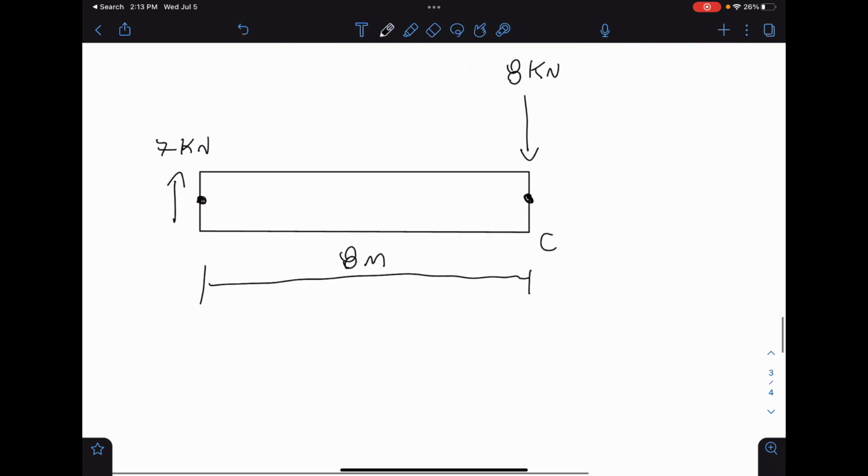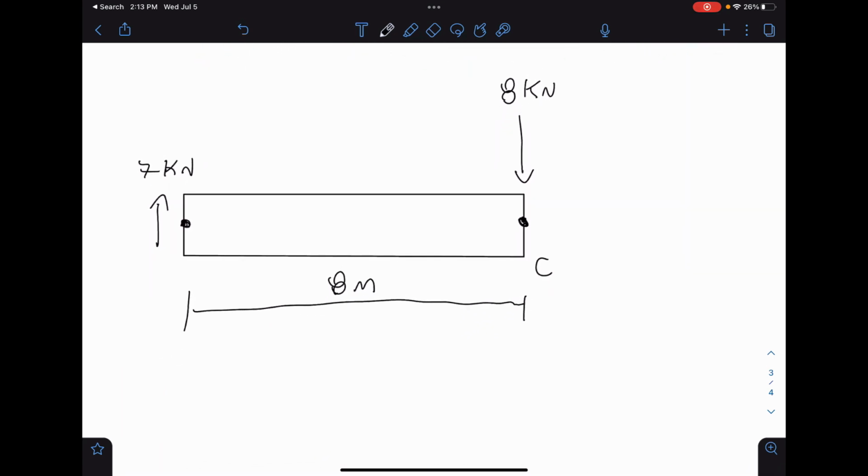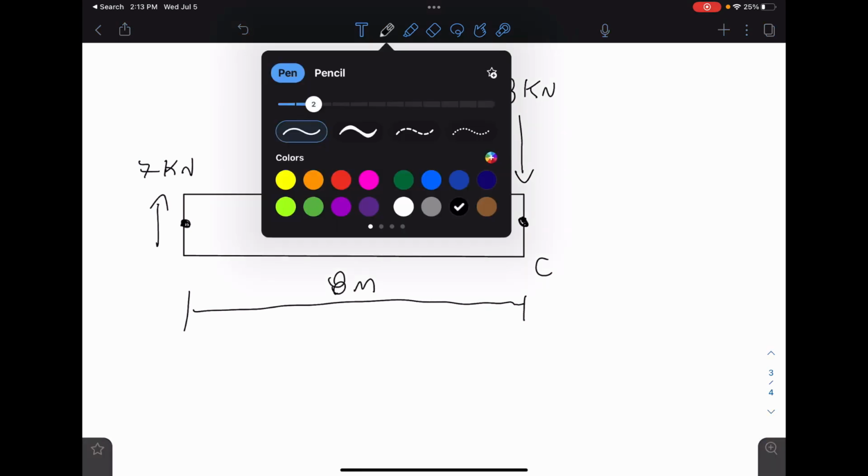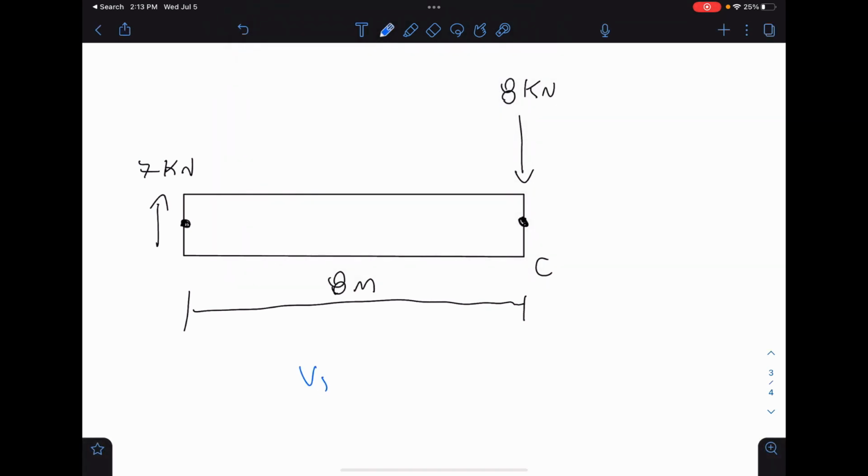So let's single this out. Now, if we remember from earlier, we have 3 internal loadings that we're concerned about, and that's the shear force, the normal force, and the bending moment. And we want to assume that these are positive. So the shear force is positive when it's causing the beam to rotate clockwise. Our normal force is positive when it's causing a tensile or tension force on the beam, pulling it, right? And our bending moment is positive when it's curling the beam upwards.